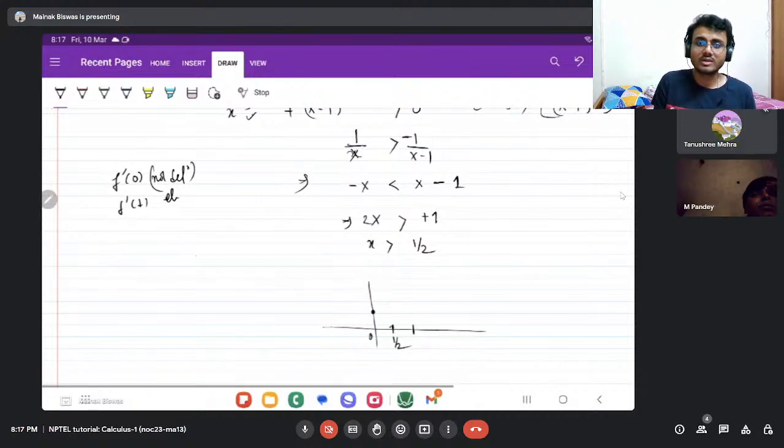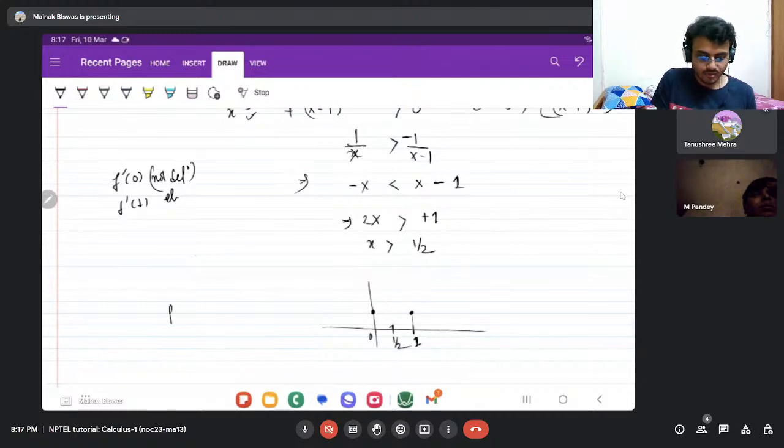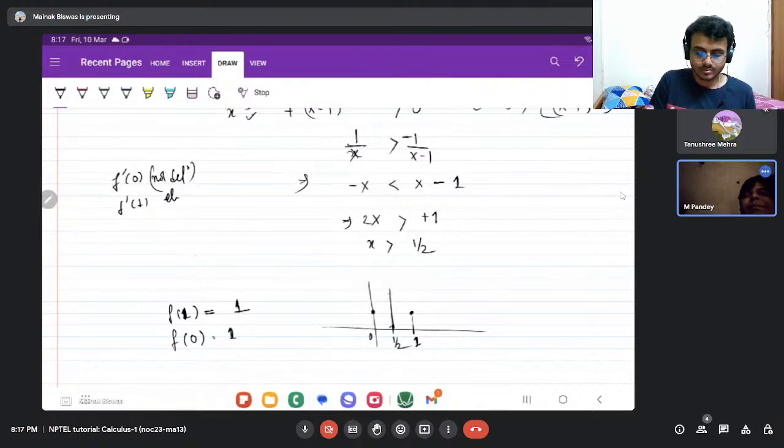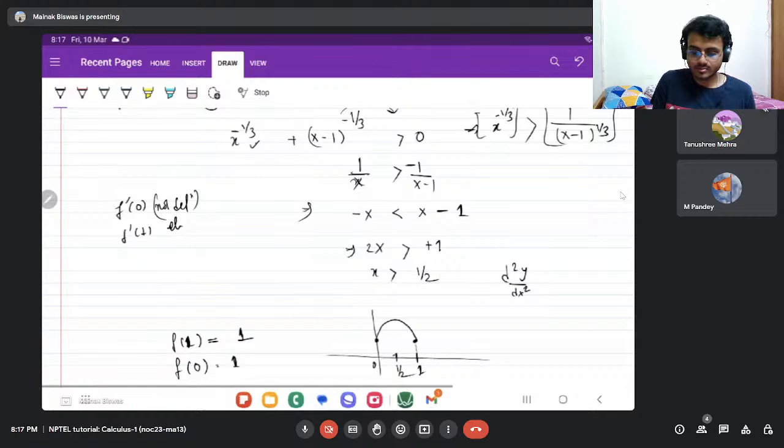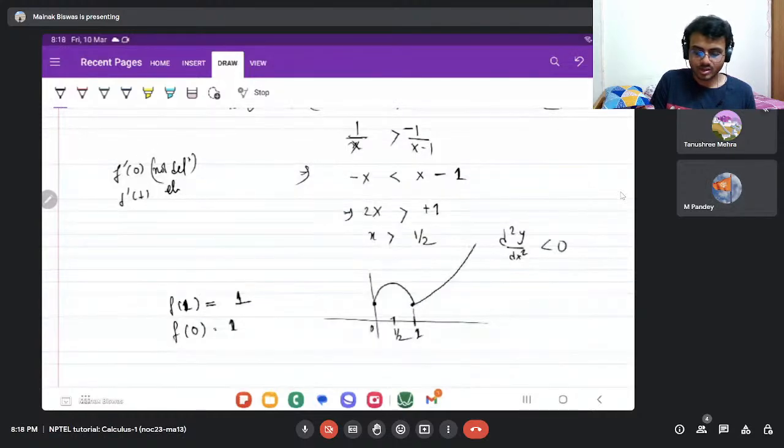I can use Rolle's theorem, right? So you can use Rolle's theorem. F of 1 is also 1, f of 0 is also 1. And f of half is a local maxima point. I'll do it more formally, but you can take d2 by dx2 and see if it is less than 0 at half. That is all you need to do.